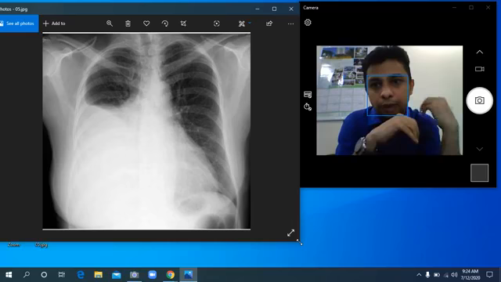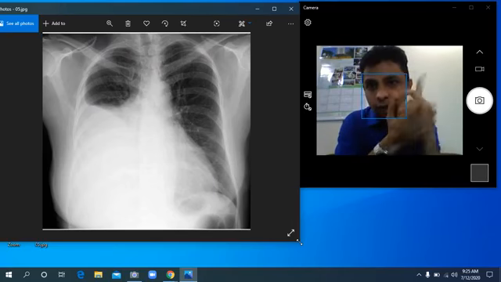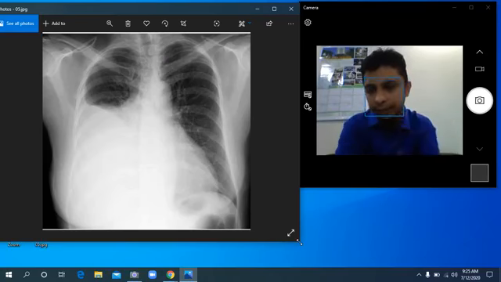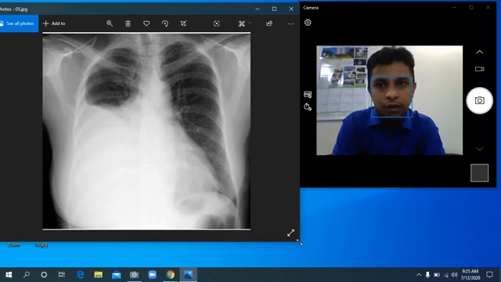And in X-ray in lateral decubitus view, there should be 100 milliliters of fluid present to be detected by the X-ray. And ultrasonogram is much more sensitive to detect fluid, and ultrasonogram can detect up to 20 to 25 milliliters of fluid if it is present in the pleural space.